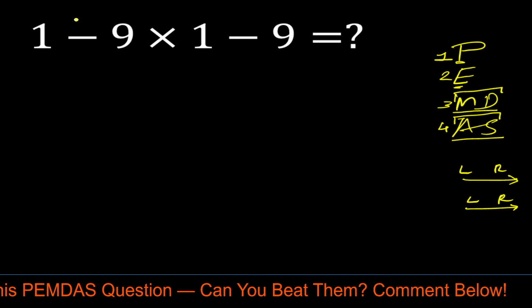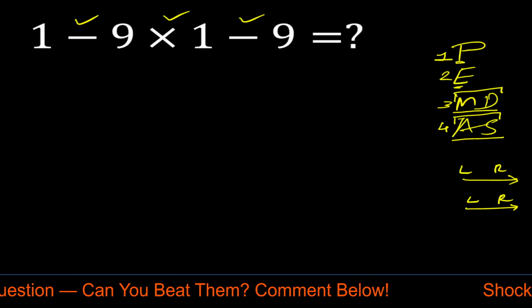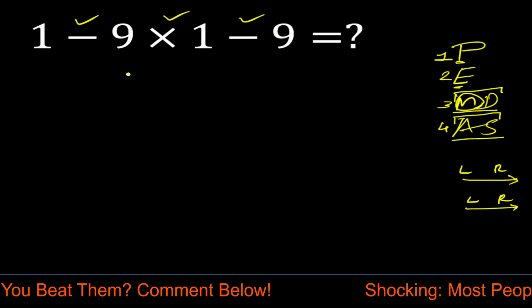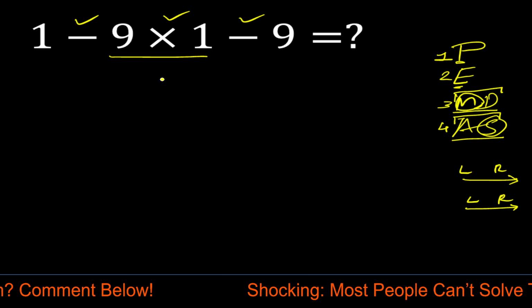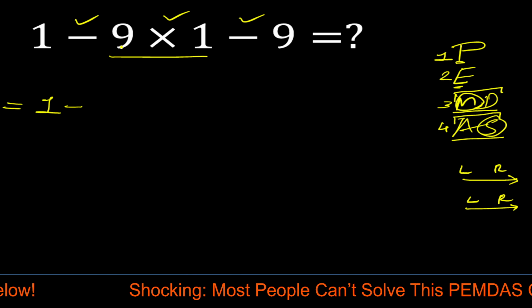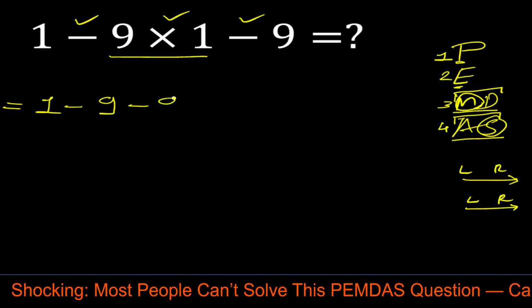So in this question, here we have subtraction, here multiplication, and here subtraction, right? So according to PEMDAS rule, first we have to solve multiplication, then we have to solve subtraction, right? So first we have to solve this multiplication. So now 1 minus, now solve this multiplication, 9 times 1 is equal to 9, minus 9, right?